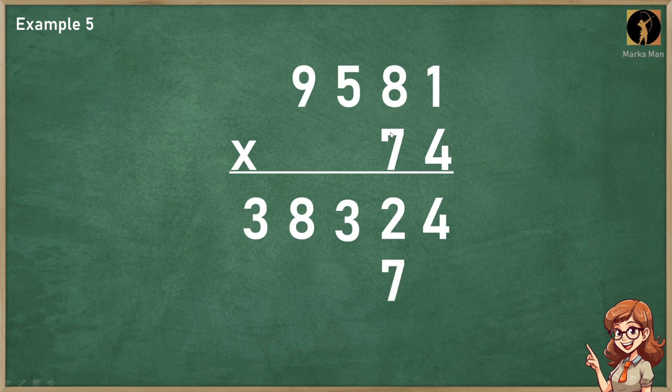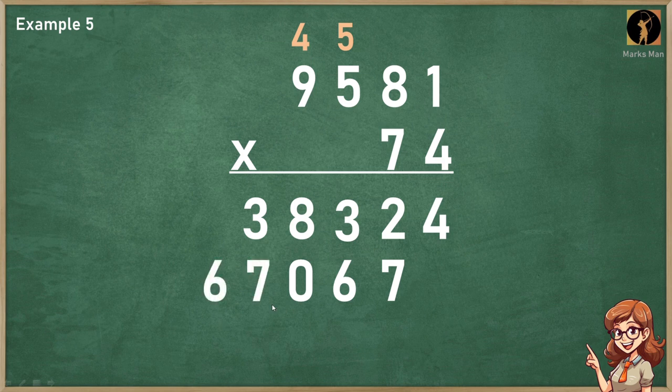Next, 8 times 7, that is 56. But 56 is a 2-digit number, so you need to regroup it. So just write 6 at the left of this number 7, and just carry 5 at the top of this number 5. Next, 5 times 7, that is 35, plus 5, that is 40. But 40 is a 2-digit number, so you need to regroup it. Just write 0 at the left of this number 6, and just carry 4 at the top of this number 9. Next, 9 times 7, that is 63, plus 4, that is 67.